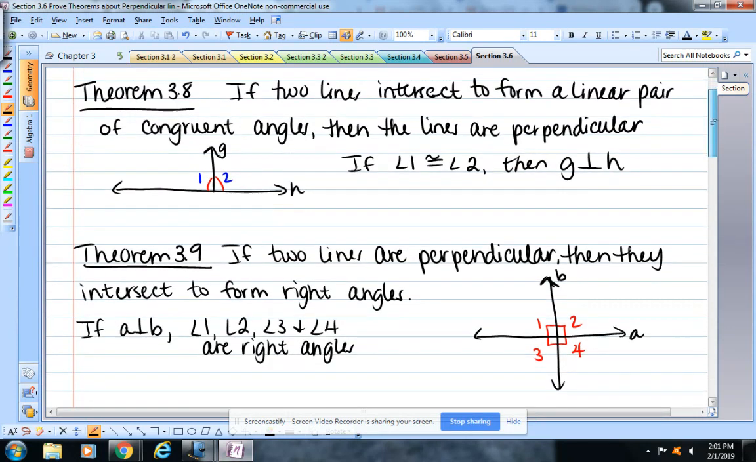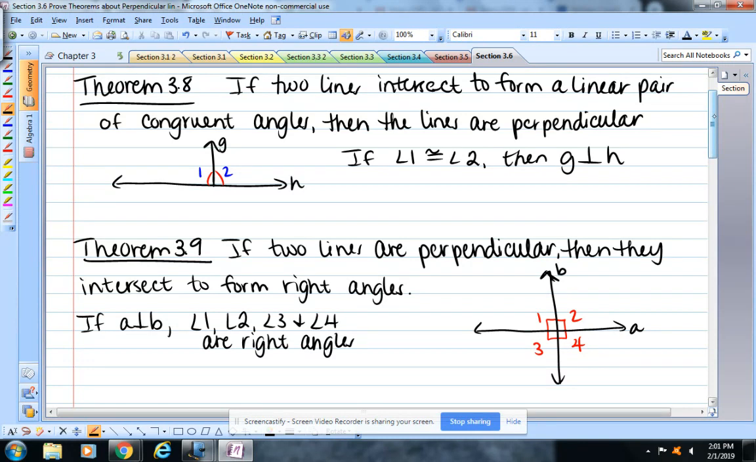So the next theorem, find theorem 3.9, which I believe is just right underneath. It says if two lines are perpendicular, then they intersect to form right angles. So that's basically just the definition of perpendicular lines. Right? If they form 90-degree angles, then they're perpendicular, or if they're perpendicular, then they form 90-degree angles. So that's basically just the definition of perpendicular. All right? We know that. So we got that one marked, 3.9.